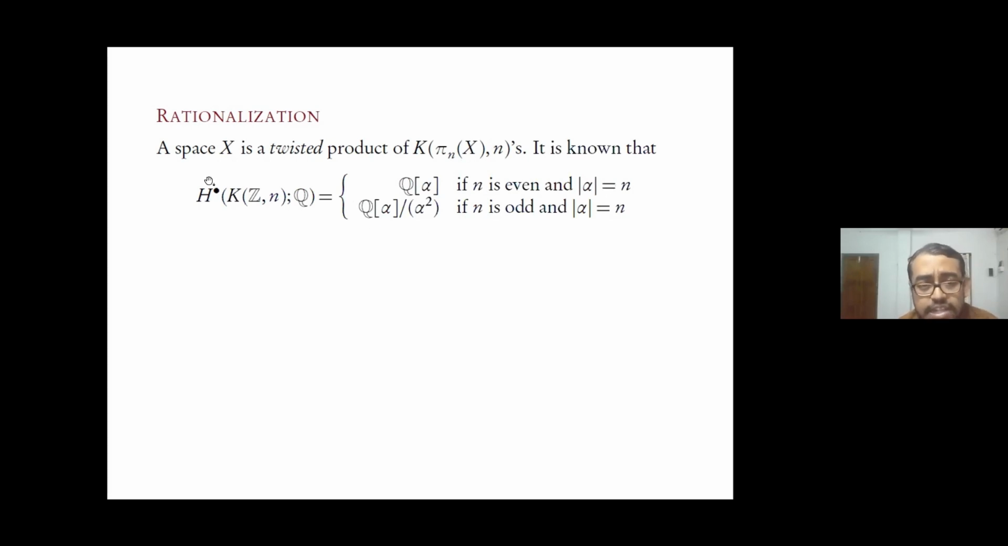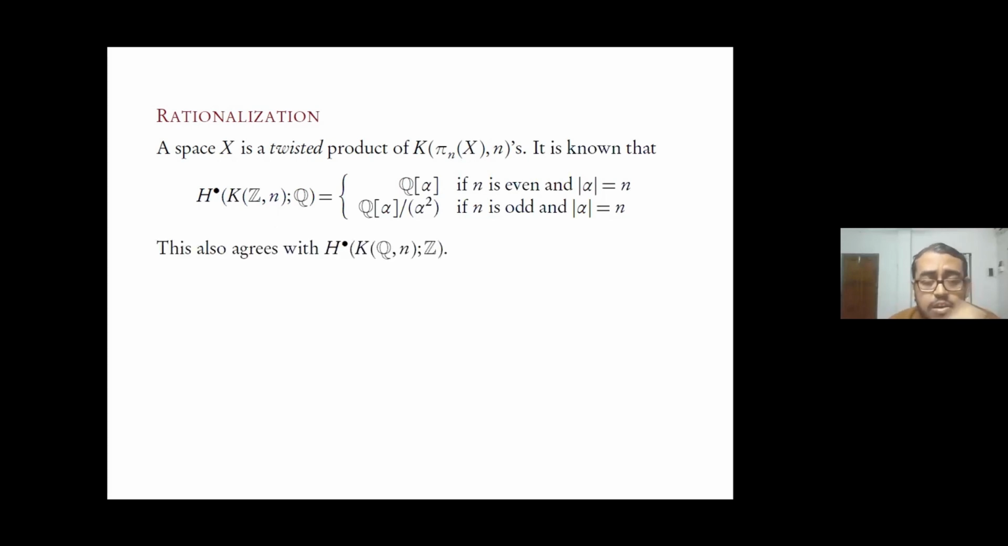On the other hand, if n is odd, then this cohomology ring turns out to be Q[α]/(α²). So you see, α is an odd variable here because α has formal degree n, so α² is 0. If you think of graded commutativity over Q, then α wedge α is minus α wedge α. So you can interpret both of these as the free graded commutative algebra on a generator α of degree n. That's what the cohomology ring of K(Z, n) is rationally.